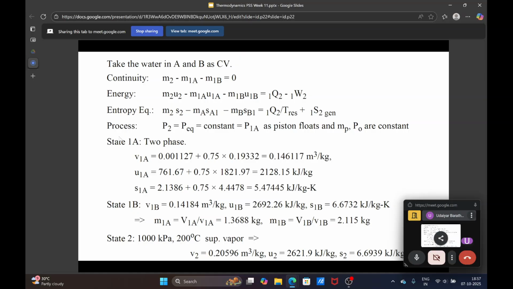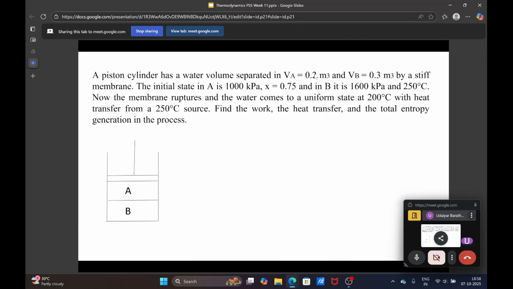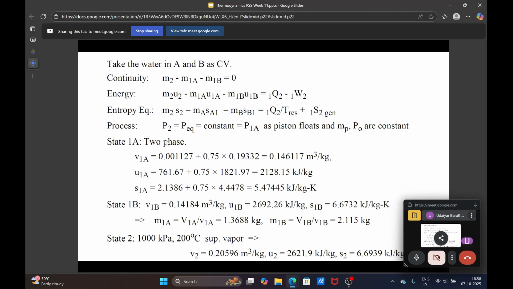Initially, for state 1A, the quality is 0.75 and the pressure is given as 1000 kilopascal. So we can find out the specific volume. We need the specific volume to find the mass, and then the internal energy and entropy. The specific volume comes out to be 0.146117, the internal energy comes out to be 2128.15 kilojoule per kg, and similarly the entropy is 5.47445 kilojoule per kg Kelvin.